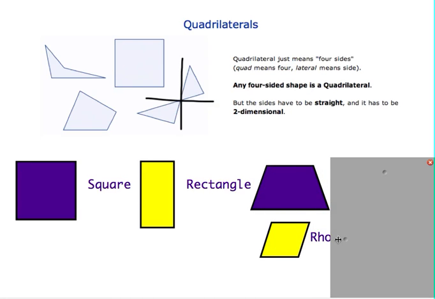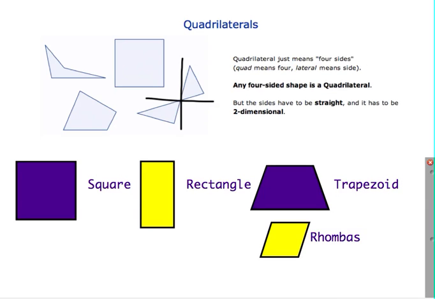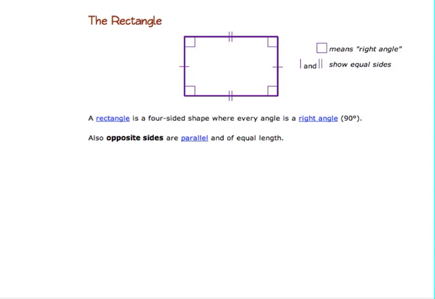Our next couple of shapes look a little different. They're like this. The top purple one is a trapezoid. The bottom yellow one is a rhombus. They are quadrilaterals. Let's take a little bit closer look. Here we see a rectangle. A rectangle is a four-sided shape where every angle is a right angle. These little squares on each corner tell us that it's 90 degrees. It is a right angle.